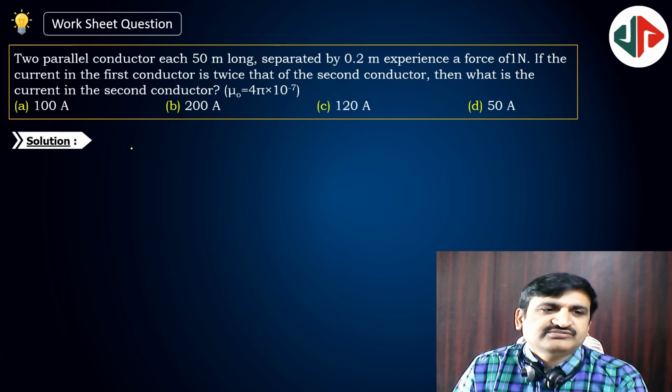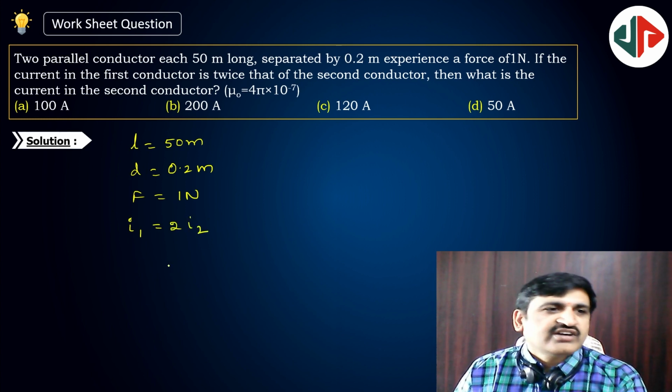Next question: two parallel conductors, each 50 meter long, L is equal to 50 meter, separated by distance 0.2 meter, experience a force of 1 Newton. If the current in the first conductor is twice that of the second conductor, then what is the current in the second conductor? I2 is equal to question mark.